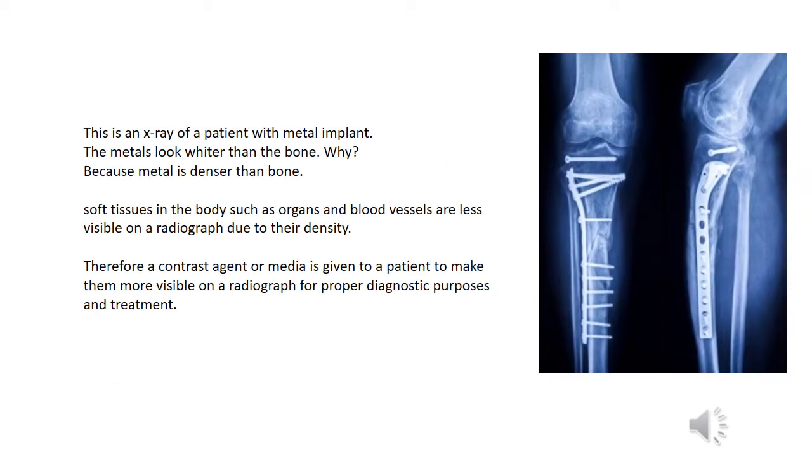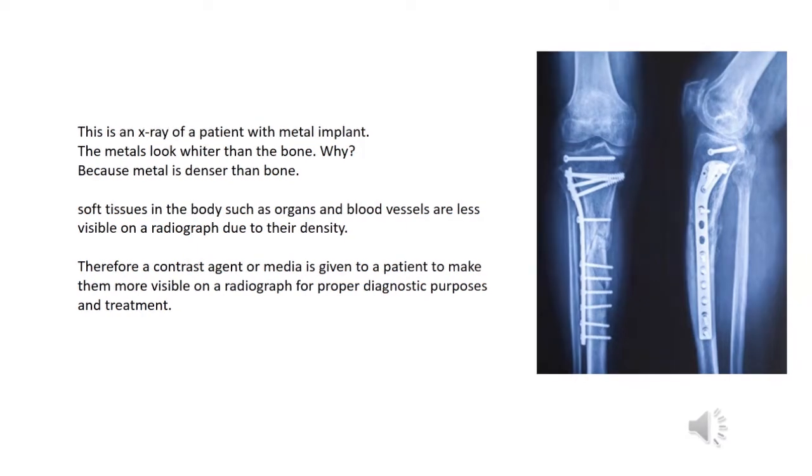This is an X-ray of a patient with a metal implant. The metals look whiter than the bone. Why? Because metal is denser than bone. Soft tissues in the body such as organs and blood vessels are less visible on a radiograph due to their density. Therefore, a contrast agent or media is given to a patient to make them more visible on a radiograph for proper diagnostic purposes and treatment.